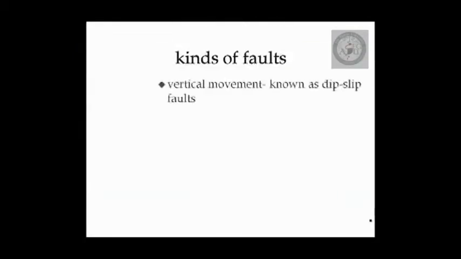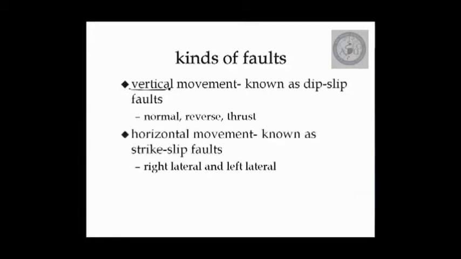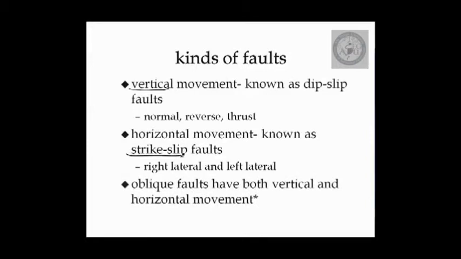Now for faults. The kinds of faults are dip-slip faults, which are from vertical movement, and you have normal, reverse, and thrust. You have horizontal movement giving you strike-slip faults, left lateral and right lateral, or you could have oblique faults with both vertical and horizontal. Now you can memorize those names, or you can make sense of them by using the terms that you have learned before.